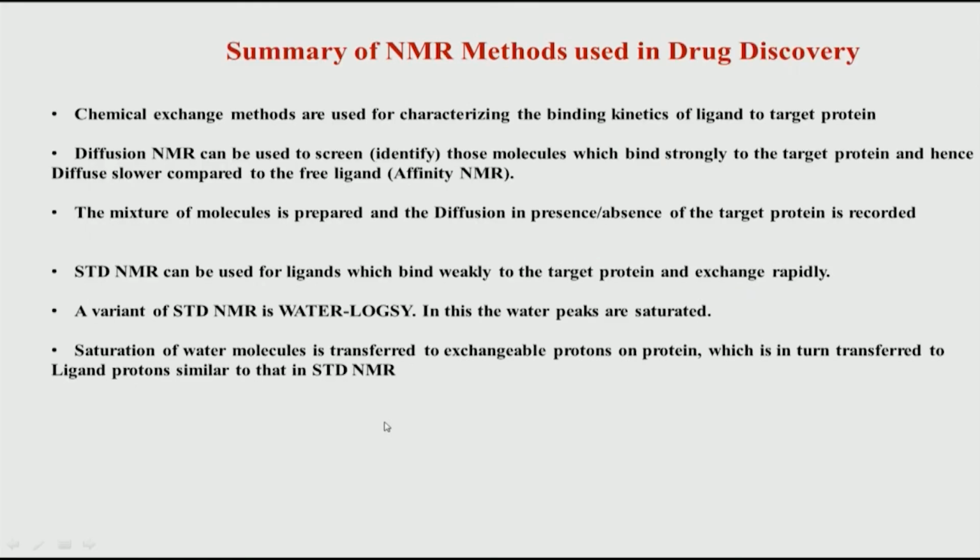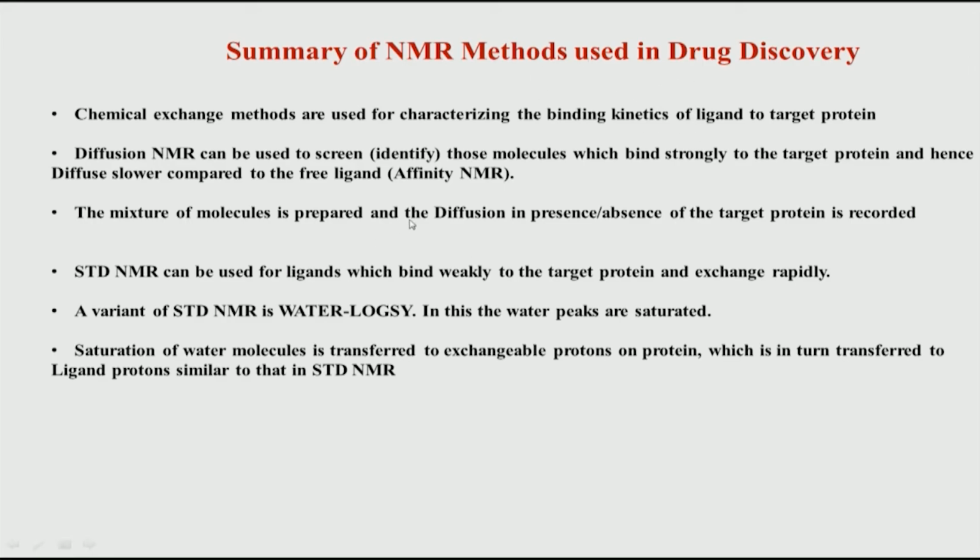So, this brings us to the end of all these techniques. So, this is a summary. We have looked at different methods which can be used in drug discovery. We looked at this chemical exchange method, which is very useful for characterizing the binding kinetics. It is also useful for estimating the dissociation constant or the binding affinity of the ligand to the protein.